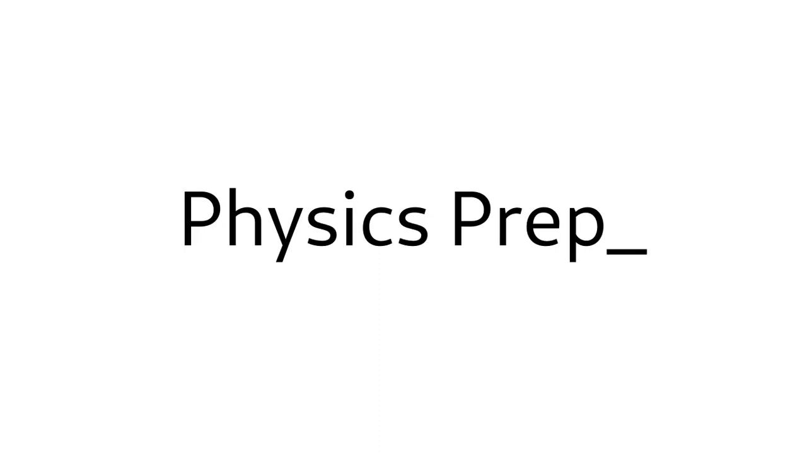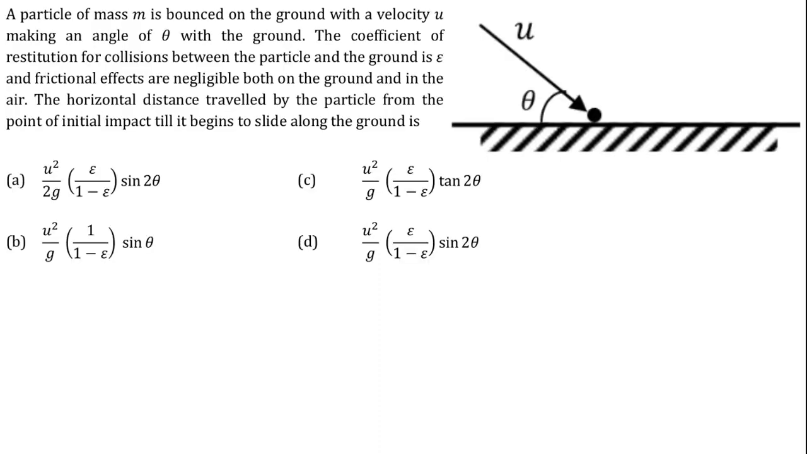Welcome to Physics Prep. This is a question from TATA-GS 2019, and in the question, we are told that a certain particle starts here with a velocity of u and then drops to the floor. After dropping, it bounces off and goes up to a certain height, comes back down and then bounces off again.